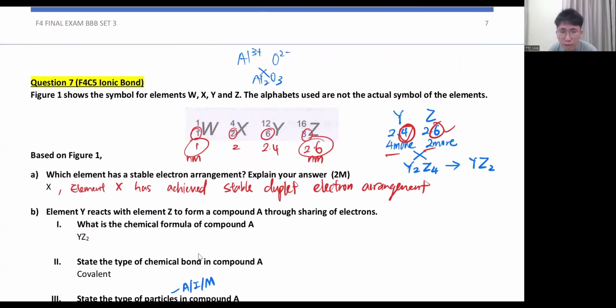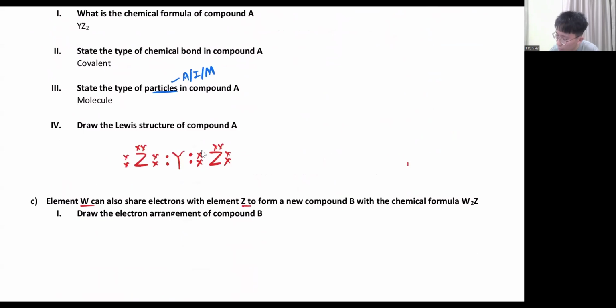Some of you might ask, teacher, why one non-metal? I thought group 1 is metal. Yes, guys, group 1 is metal, but not the first element. Because who's the first element? Your hydrogen. So hydrogen is not a metal. So it's a non-metal. So you see, W is 1, Z is 2.6.